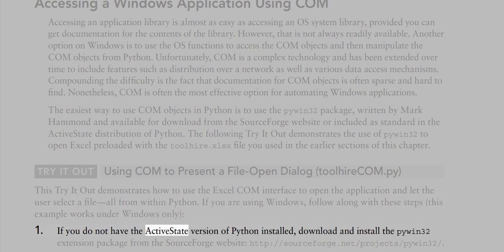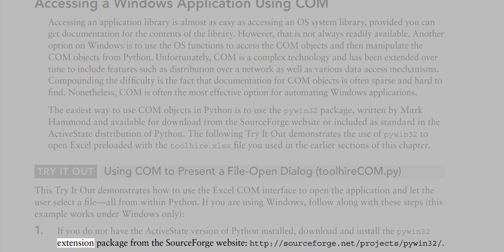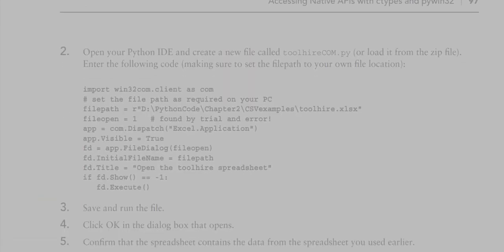1. If you do not have the ActiveState version of Python installed, download and install the pywin32 extension package from the SourceForge website, http://sourceforge.net/projects/pywin32/. 2. Open your Python IDE and create a new file called toolhirecom.py, or load it from the zip file. Enter the following code, making sure to set the file path to your own file location.